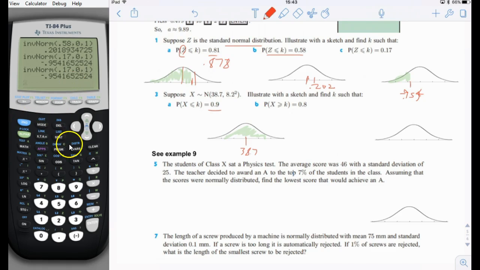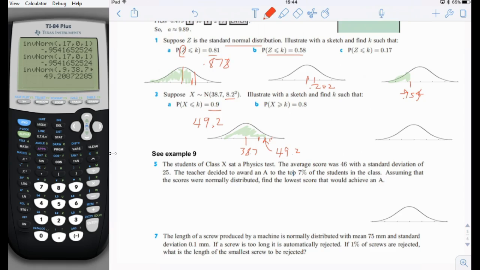Let's use second distribution, inverse normal, and we're going to put in 0.9 for the area, and then mu 38.7. And the sigma we're going to put in 8.2, not 8.2 squared because we don't want the variance, we want the sigma. And it's 49.2. Okay. Looking at a sigma of 8.2, this would be about 46, and this would be about 54. So it would be about here, 49.2.